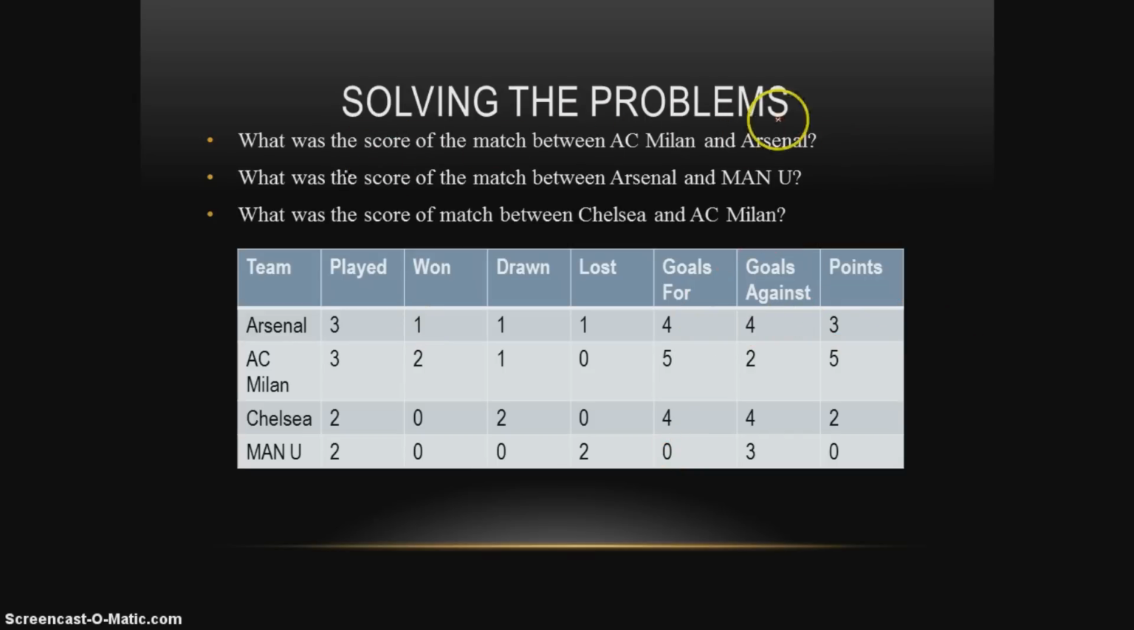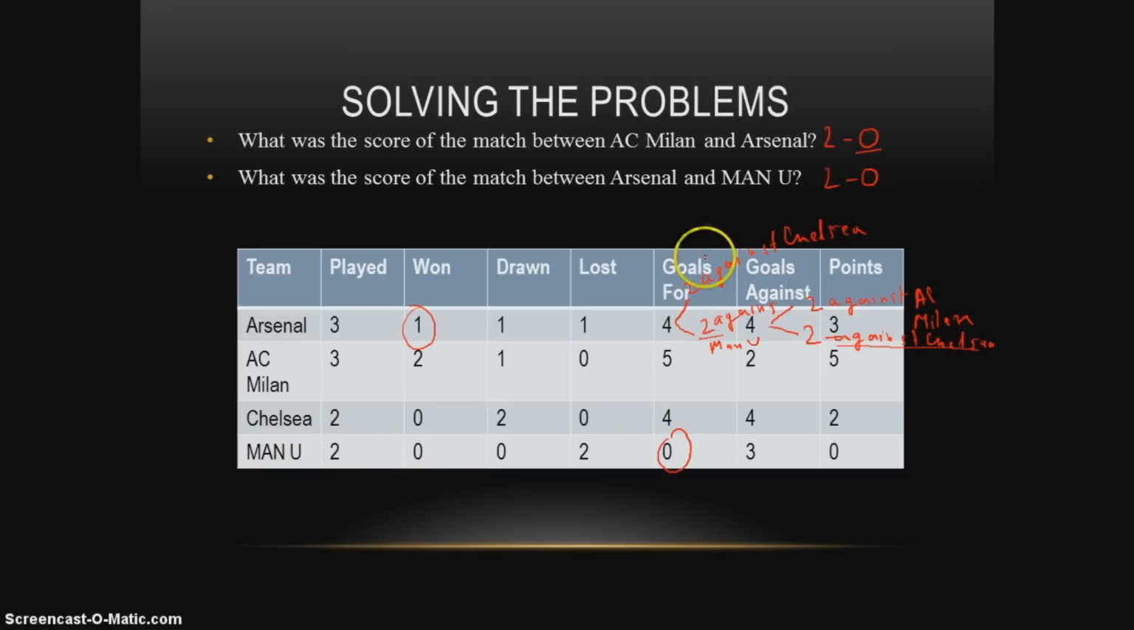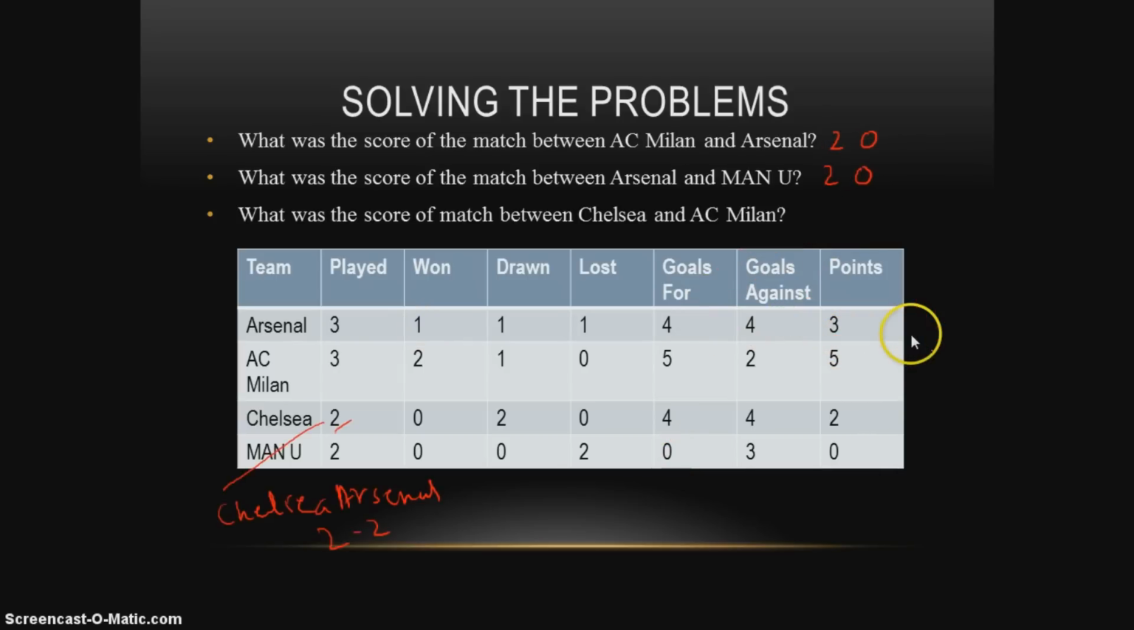Moving on to the last problem. Let me rewrite the results of the previous problems. That is 2-0, 2-0. What was the score of the match between Chelsea and AC Milan? Now looking at Chelsea's matches, it played 2. One of the matches was Chelsea and Arsenal, for which I figured out the score was 2-2 in my previous slide itself. Because see, Arsenal scored 2 goals against Chelsea, and it also conceded 2 goals against Chelsea.